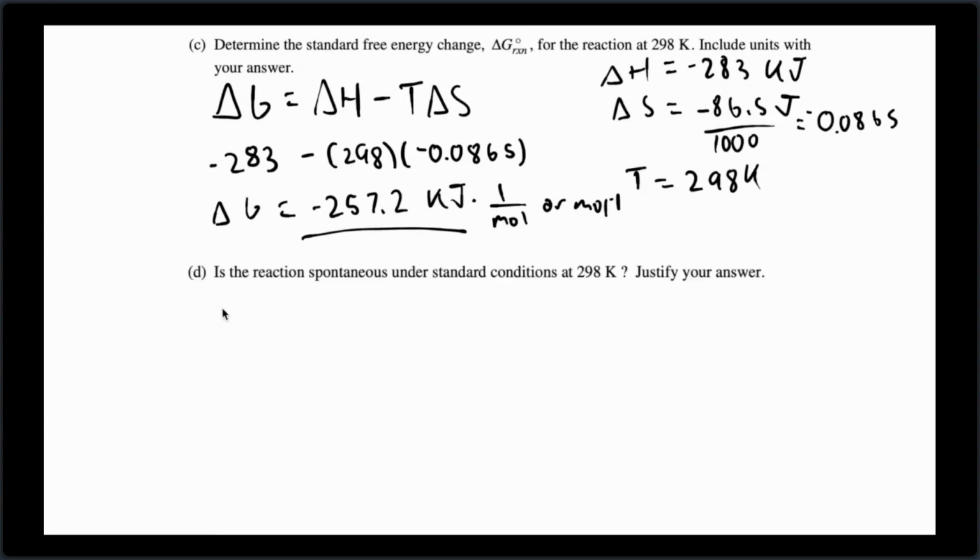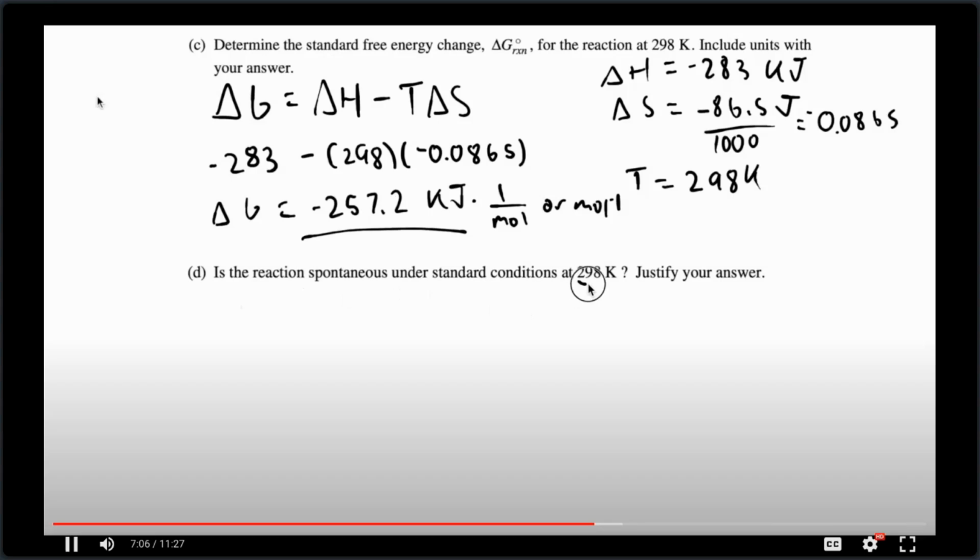Now let's look at question D, and it states, is the reaction spontaneous under standard conditions at 298 Kelvin? And we must justify our answer.